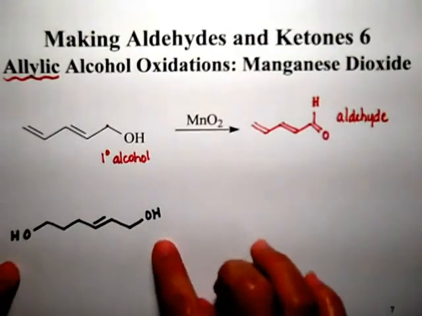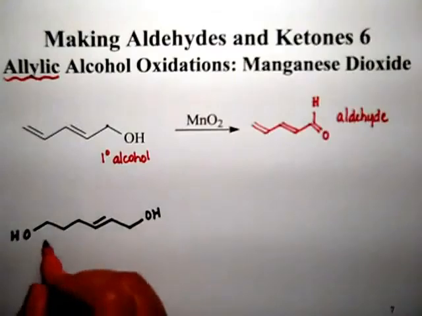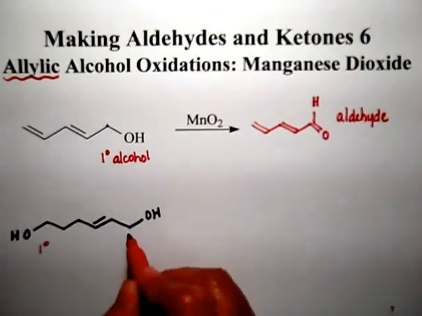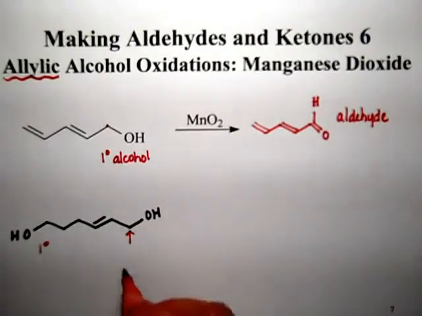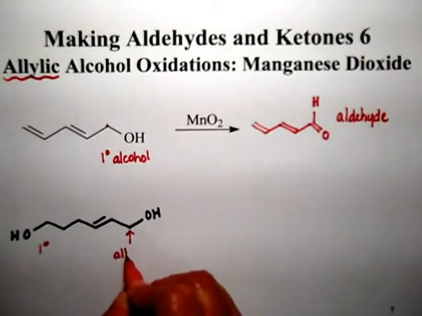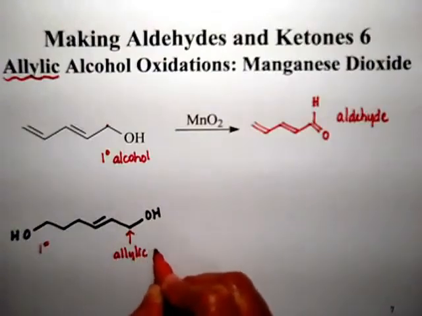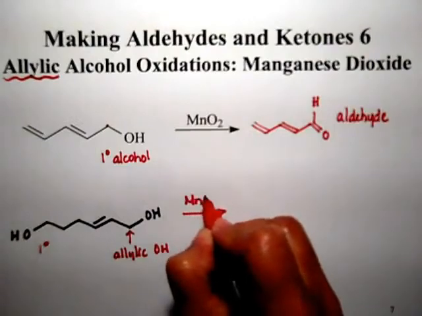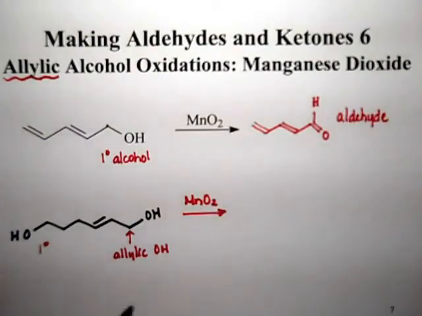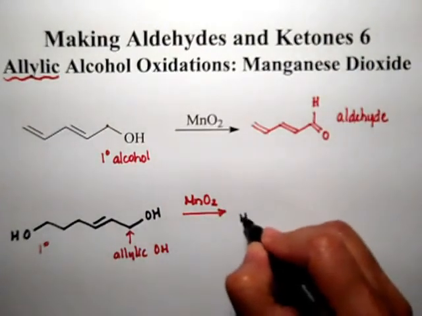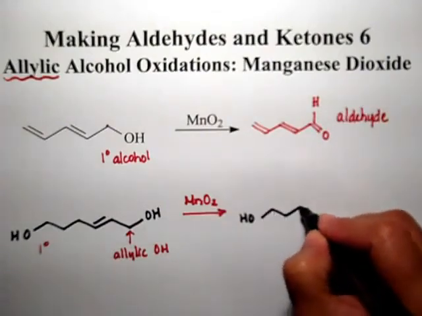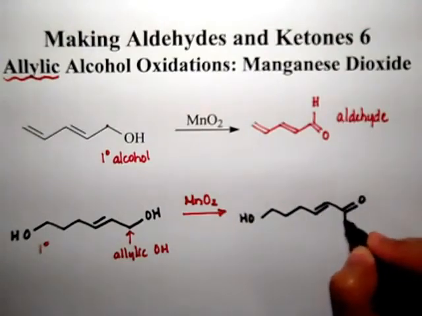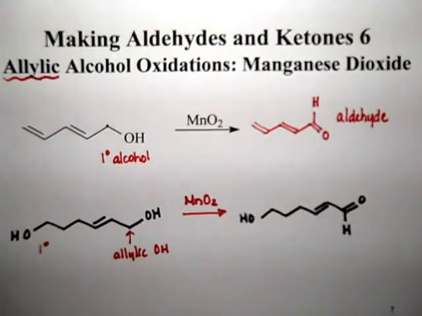I have two alcohols in this molecule. This one on the left, this one is just a primary alcohol. This one, that's the allylic carbon, so this is an allylic alcohol. And that means that when I add manganese dioxide, only the allylic alcohol will be oxidized. So the primary alcohol that's on the left, it's going to remain untouched. And that allylic alcohol is going to be oxidized to an aldehyde.